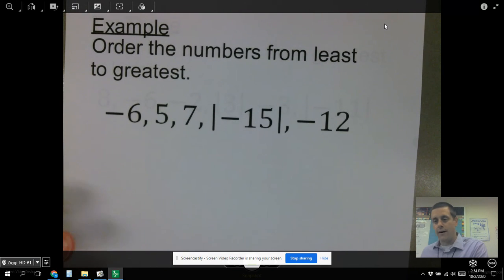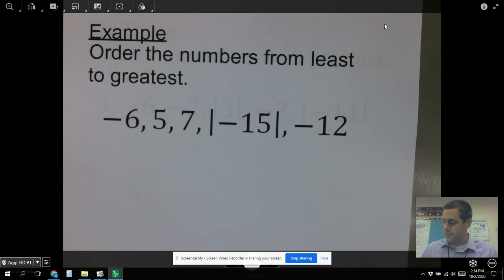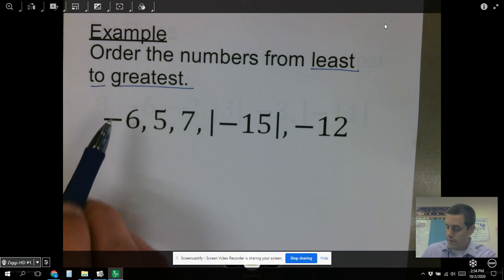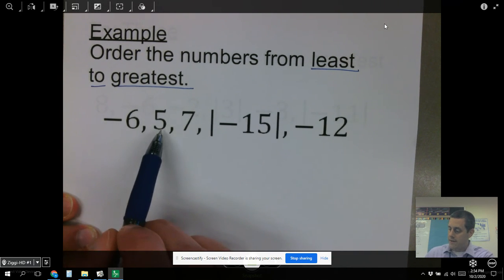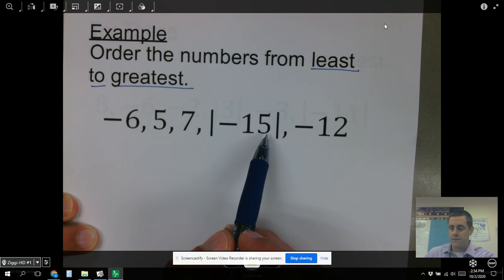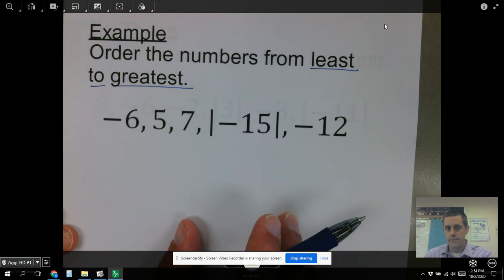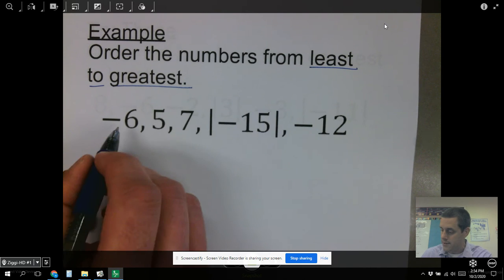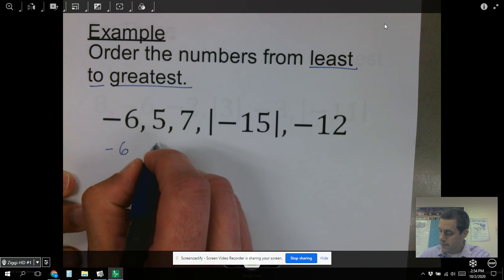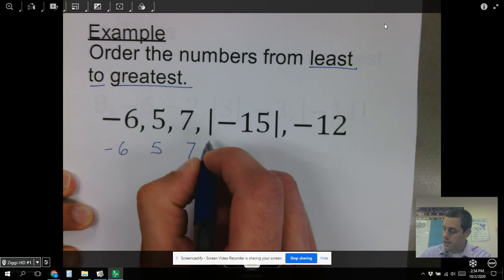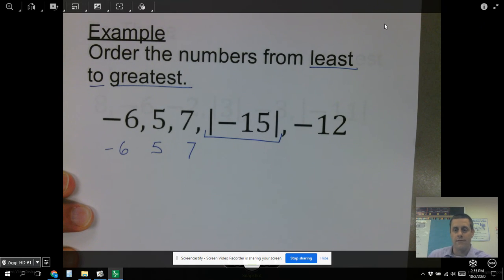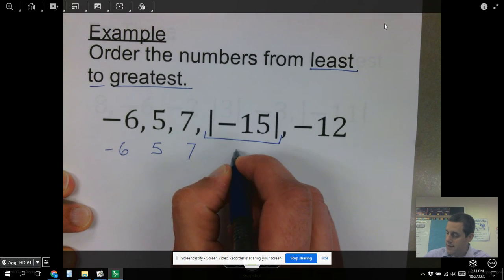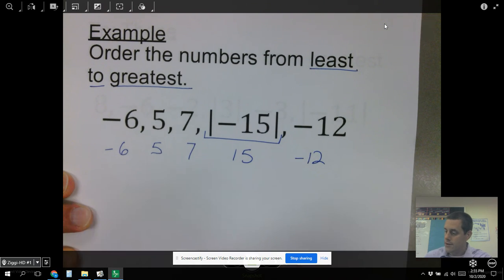Okay, final example of the lesson. We are given a set of numbers, and we need to order them, in this case, from least to greatest. So the values we are given are negative 6, 5, 7, the absolute value of negative 15, and negative 12. Before I can order any of these values, I need to perform any calculations that need to take place. Negative 6 is already simplified. 5 is good to go. 7 is good to go, but I have some work here with the absolute value of negative 15. Negative 15 is 15 units from 0, so the absolute value of negative 15 is 15, and then negative 12 is already good to go.